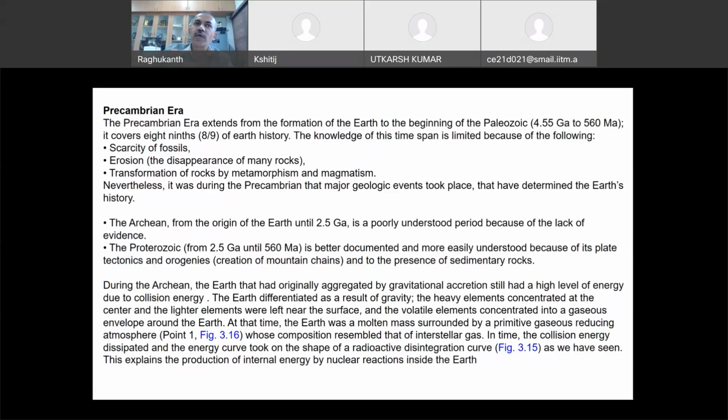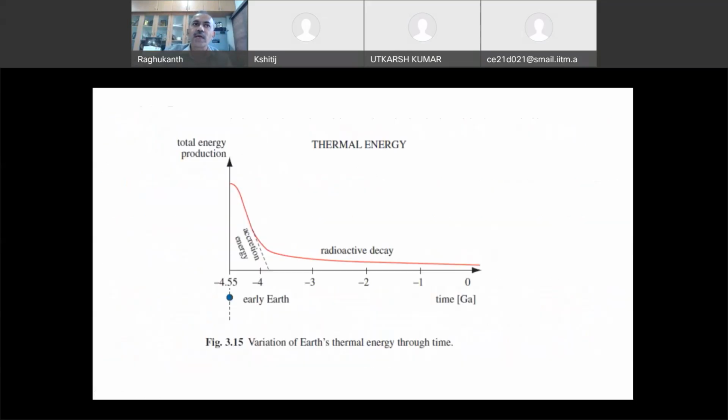Of course, the Proterozoic is documented, because plate tectonics and mountain formations happened during that time. So at least sedimentary rocks came, that layer stratigraphy, at least some information is there basically. Okay. So that's what they say. So now Earth in the Archean era. So this is how it has evolved.